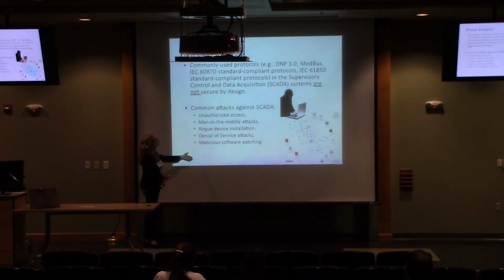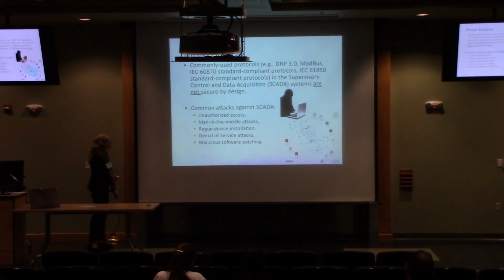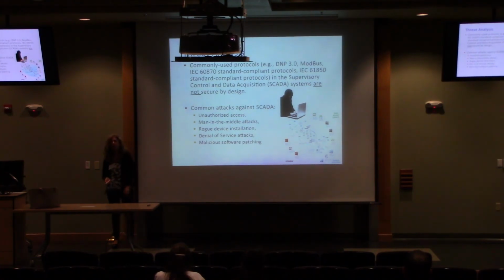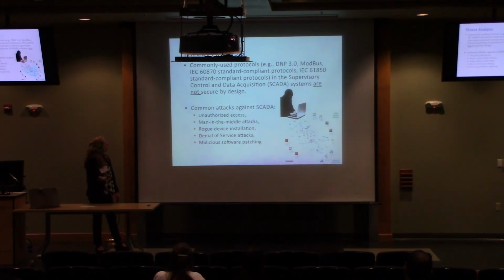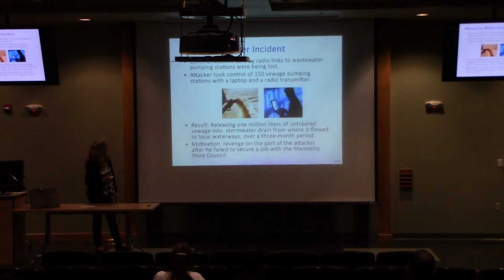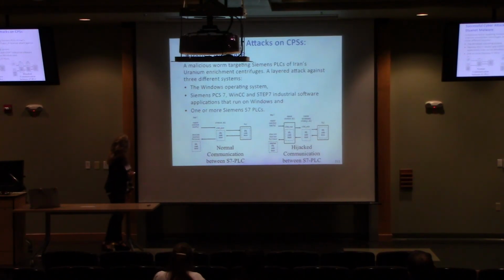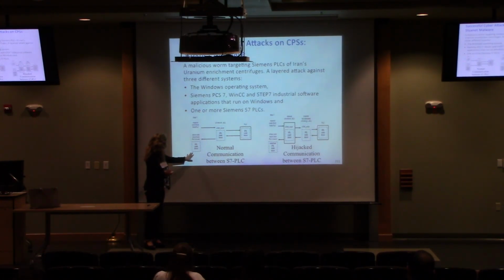I don't have a lot of time, obviously, left to talk about it, but there have been studies that have essentially demonstrated that there are a lot of common attacks that you can perform on a SCADA system. One is, of course, unauthorized access. Man in the middle, you just take packets and replay them at a different time to have actions made. You can have device installation, and these devices are rogue devices. Denial of service attack, malicious software patching, and all kinds of things. And there are very well-known cases in which this was obtained.